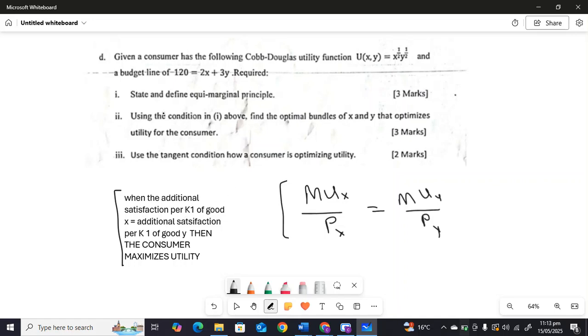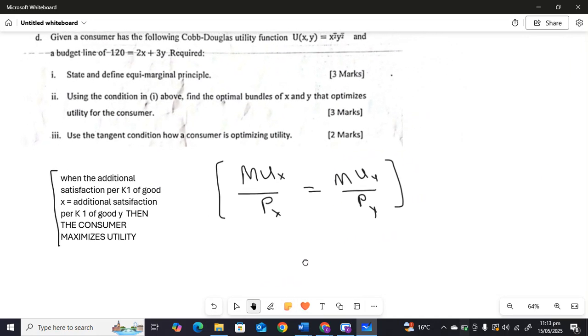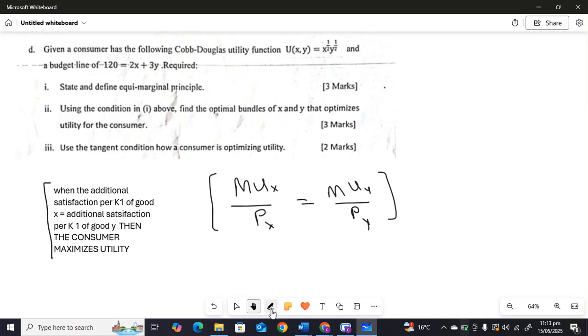So part 2 is saying, using the condition in 1 above, find the optimal bundles of x and y that optimizes utility for the consumer. So basically, we'll find the combination of good x and good y that will make the consumer the most satisfied. So first things first, we have our budget constraint equation here. Let me write it down here: 120 equals 2x plus 3y.